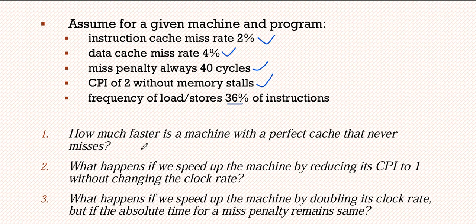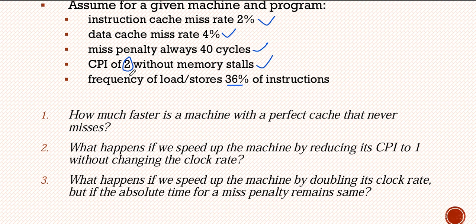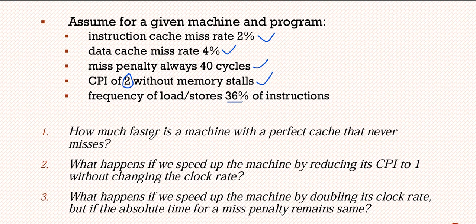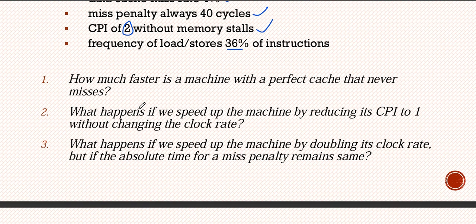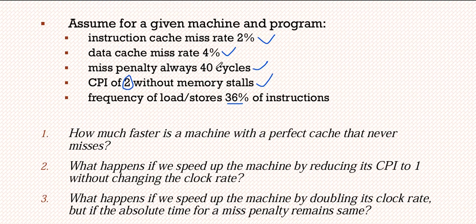It says, how much faster is a machine with a perfect cache that never misses? A machine with a perfect cache, with what they have given, will have a CPI of 2 because it has no memory stalls. There are no misses. So that will be the perfect cache. However, if we are to solve this, we want to compare this machine right now with the machine of a perfect cache of CPI of 2. So you have to evaluate the CPI of the machine with these parameters.